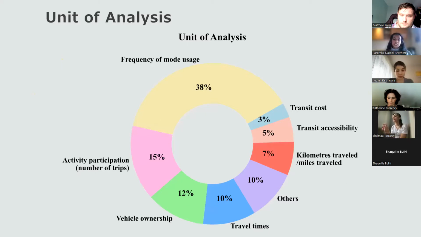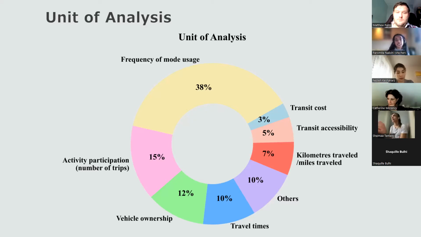When we focused on the unit of analysis that these surveys used, we found that frequency of mode use came up more frequently. So these studies try to say which modes are used more frequently, and which modes weren't used that much. Maybe people wanted to use that mode, but because of some of the barriers that we discussed before, they couldn't use the modes that frequently. Or sometimes studies try to compare as well. For example, people who have cars and people who are carless, what's their frequency of mode usage?